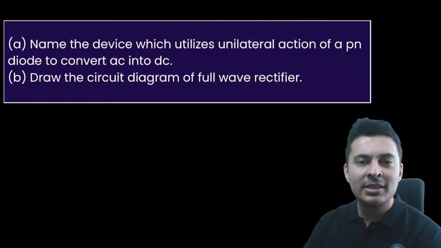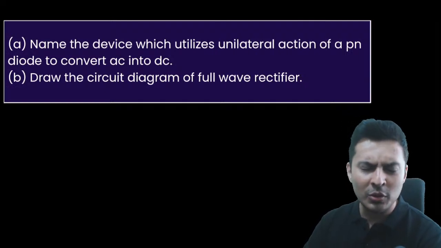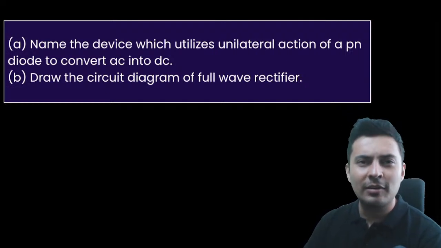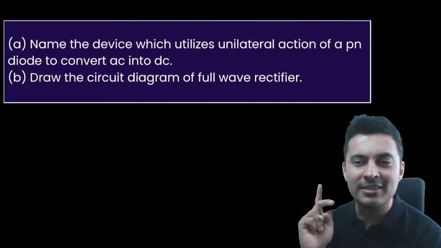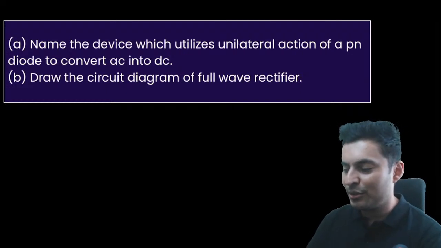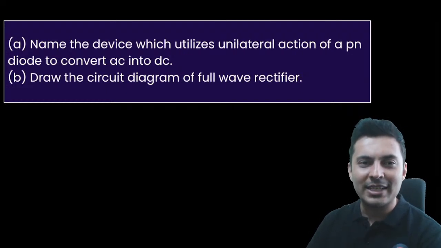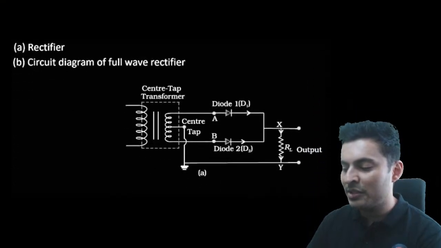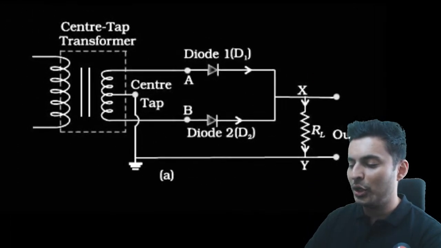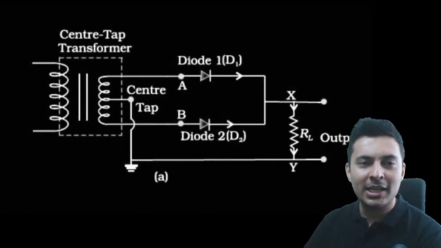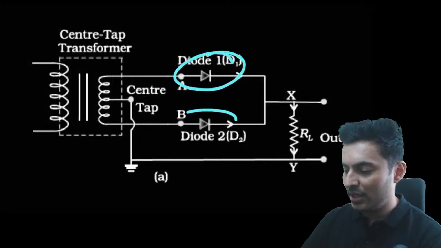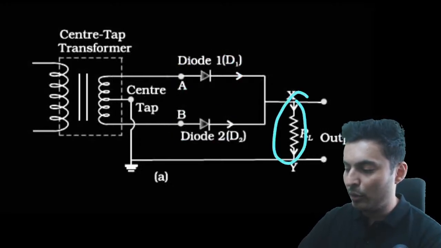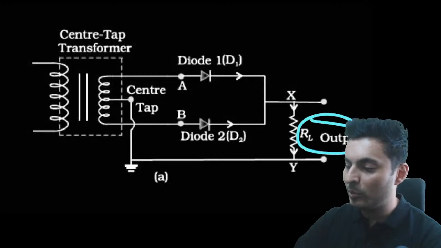The action of converting AC current into DC current is called rectification. So a bidirectional current is converted into a unidirectional current. Bidirectional is AC, unidirectional is DC, and the job of a rectifier is to achieve exactly that. And how does a full wave rectifier look? You should know the diagram and draw it with the center tap transformer showing two PN junction diodes and a load resistance with an output.